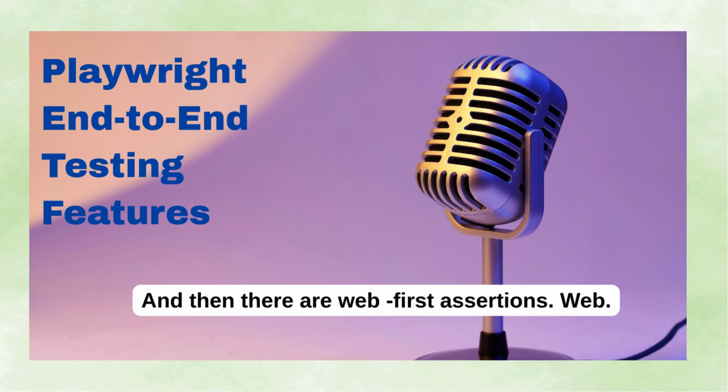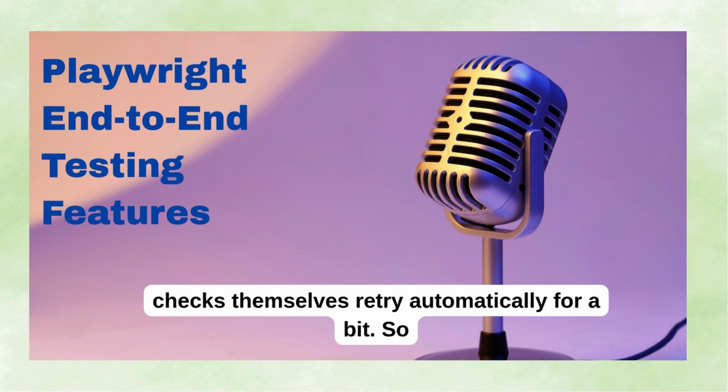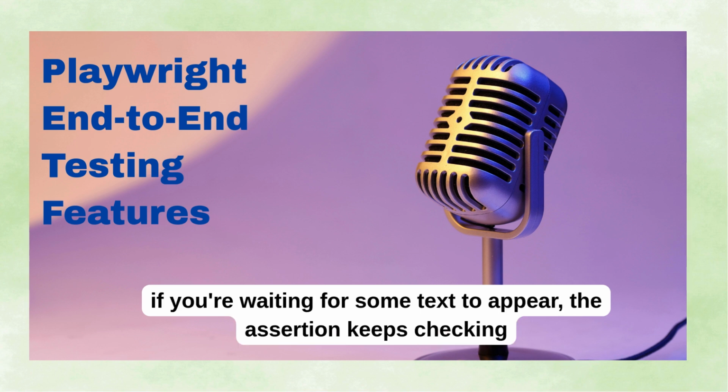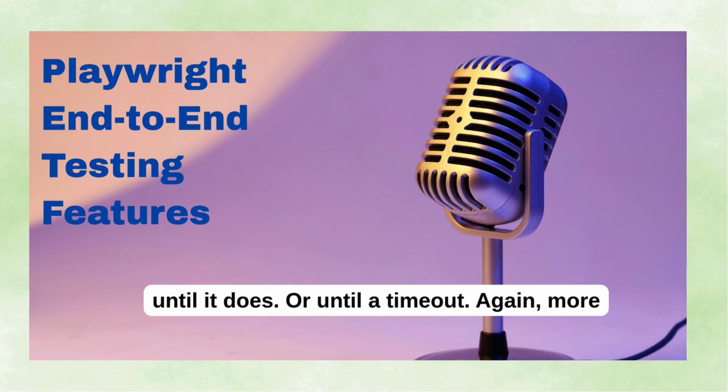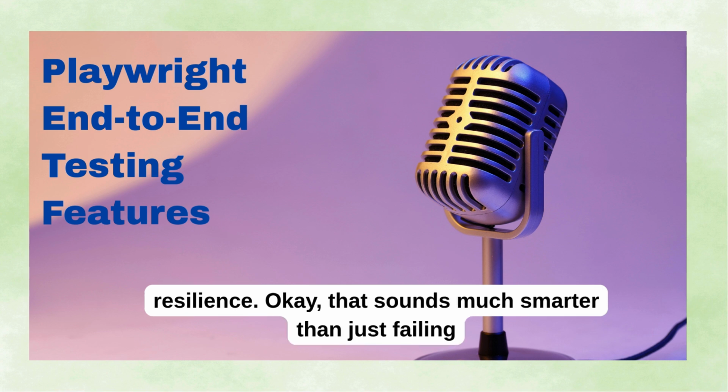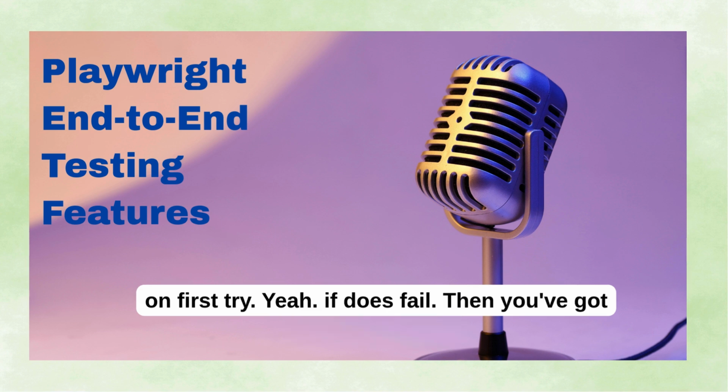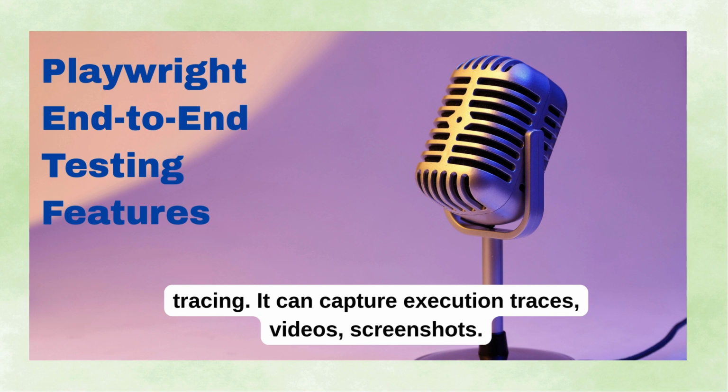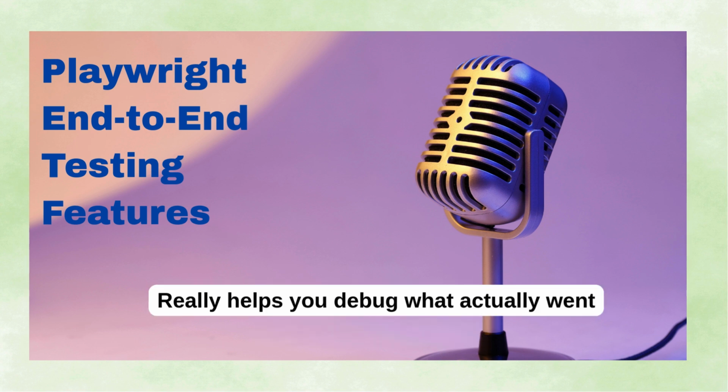And then there are web-first assertions. Meaning the checks themselves retry automatically for a bit. So if you're waiting for some text to appear, the assertion keeps checking until it does, or until a timeout. Again, more resilience. Okay, that sounds much smarter than just failing on the first try. Yeah. And if it does fail? Then you've got tracing. It can capture execution traces, videos, screenshots. Really helps you debug what actually went wrong.